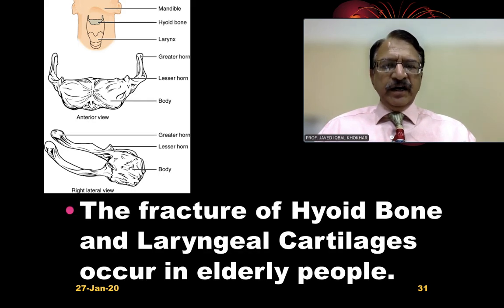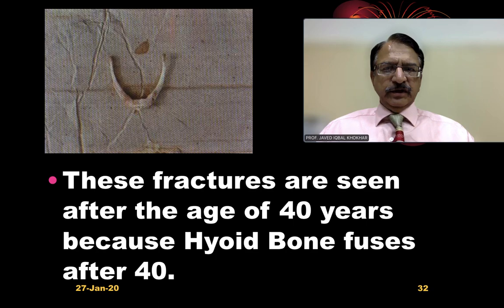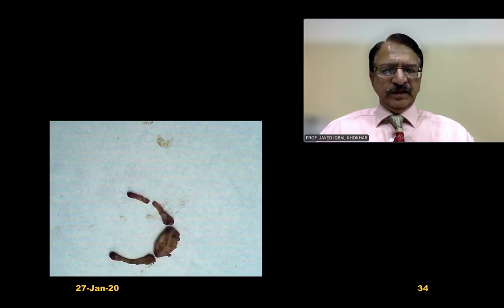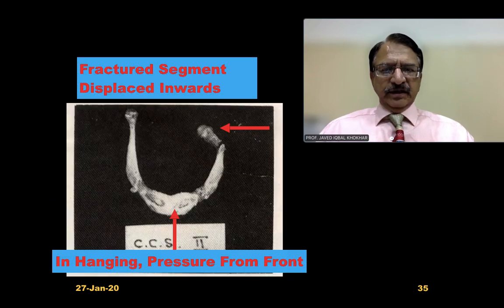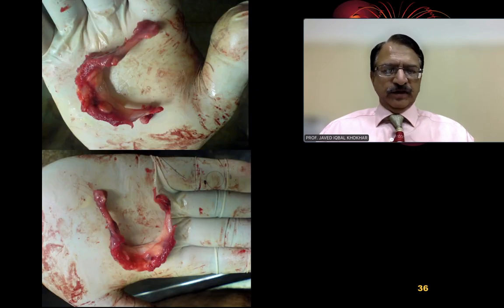Fractures of the hyoid bone and laryngeal cartilages occur in elderly people because these are cartilaginous structures and they ossify after the age of 40. These fractures are seen after the age of 40 because the hyoid bone fuses after 40. These are the various pictures, and here you can see the fractured segments displaced inward and the fracture ends displaced outward.